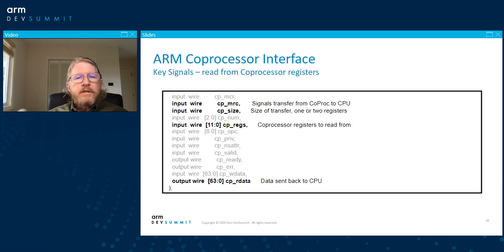For a read, it's just about the same set of signals. It's very similar. We're going to be looking at the CP-MRC signal, identifying a transfer from the coprocessor back to the CPU. The CP size will be indicating the size of the transfer, one or two registers. The CP regs will indicate which coprocessor registers we're reading from, and the data will end up in the CPR data signals.